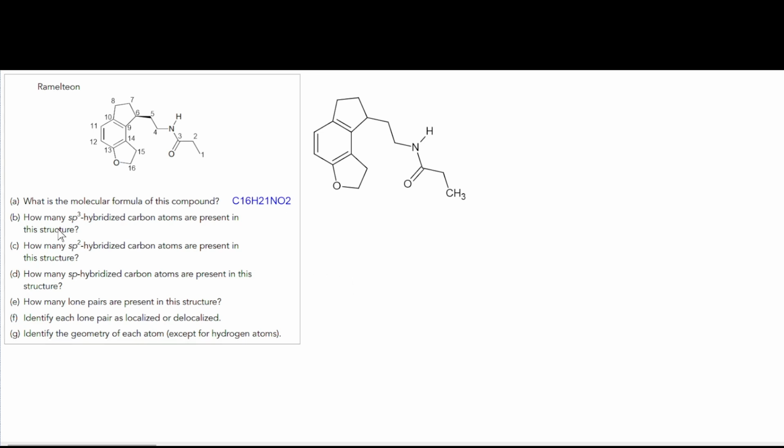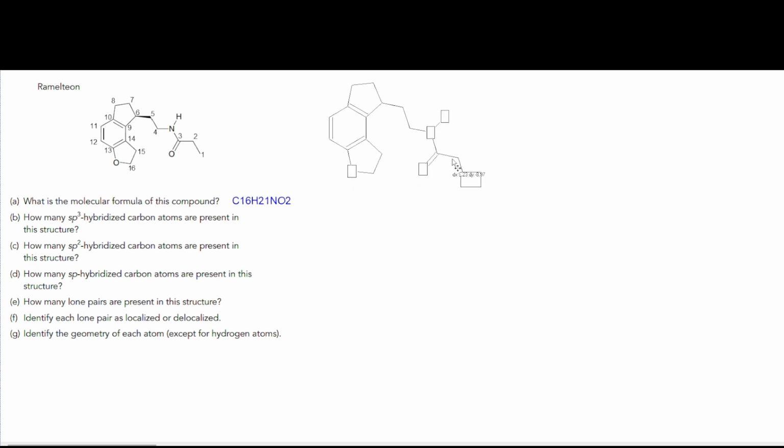Okay, next question. How many sp3 hybridized carbon atoms are present in this structure? I've already created one structure, and we can circle the sp3 hybridized carbons. An sp3 hybridized carbon is one which is forming only single bonds. So this particular carbon is sp3 hybridized because it's forming only single bonds. Look at this carbon, which is attached to oxygen with a double bond. That's not sp3 because it's forming a double bond. Double bond means it's an sp2 hybridized carbon.